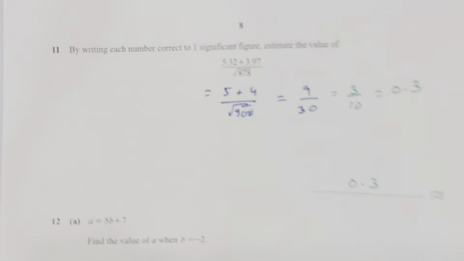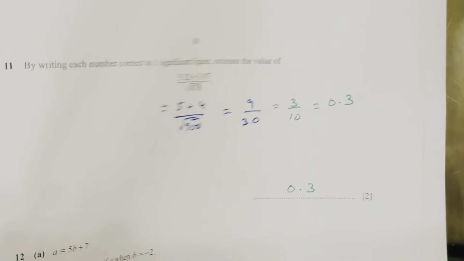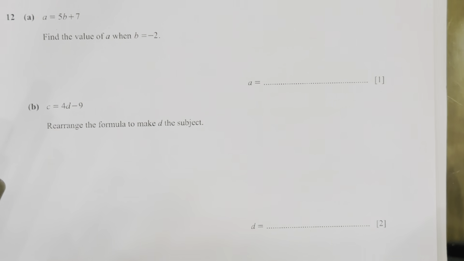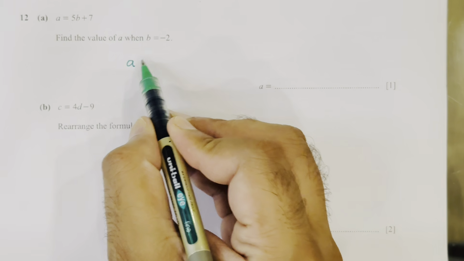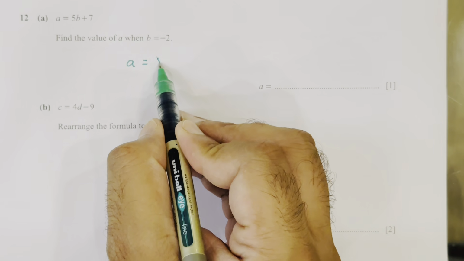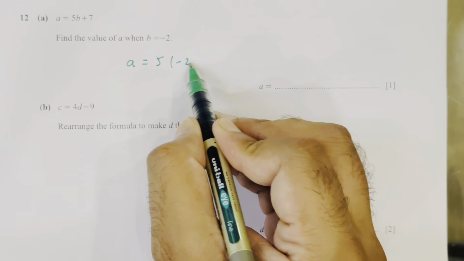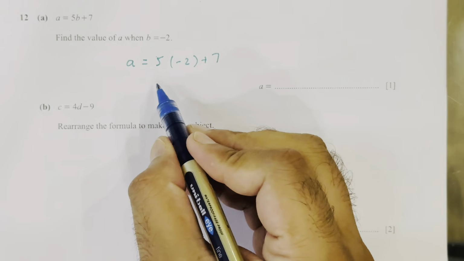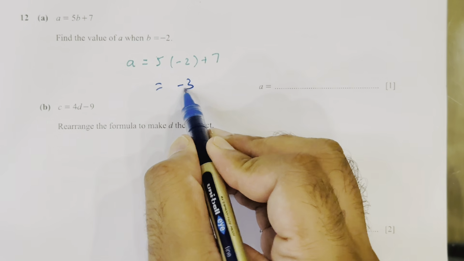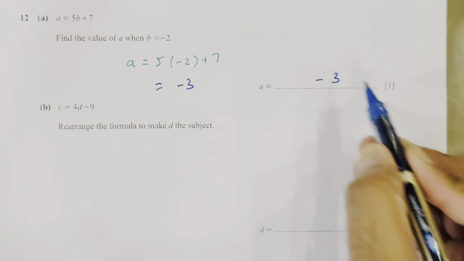12a part. A part is that find the value of a when b is equal to minus 2. Then a is equal to 5 minus 2 plus 7. It would be minus 10 plus 7. It would be minus 3. So a would be minus 3.